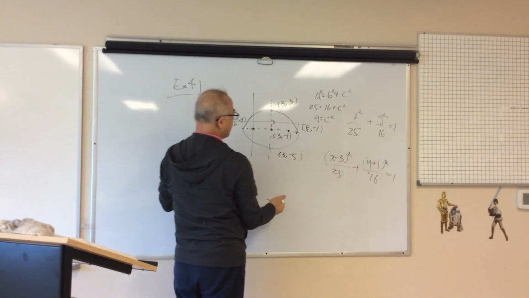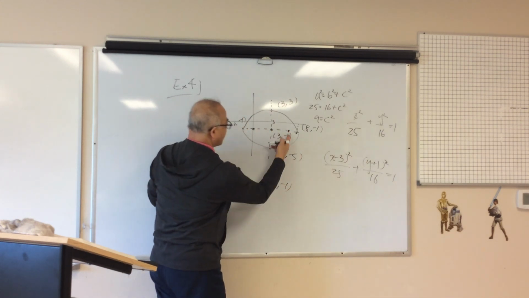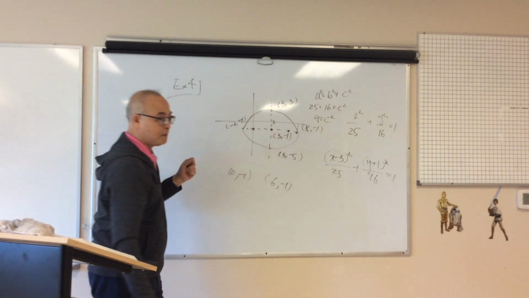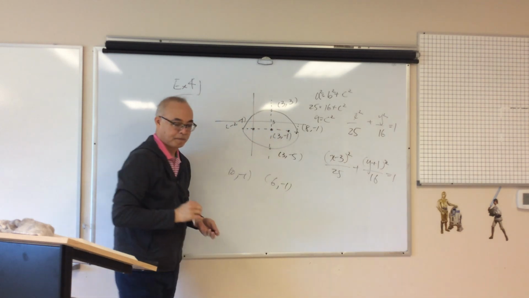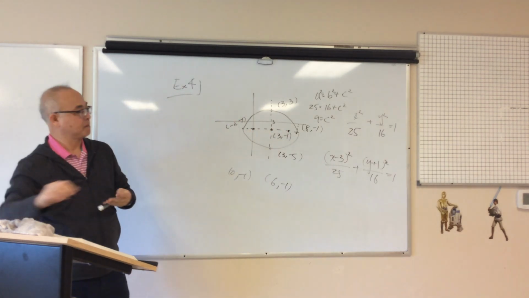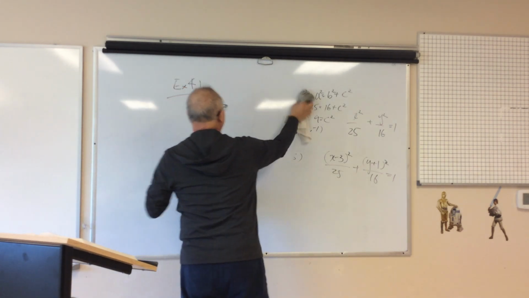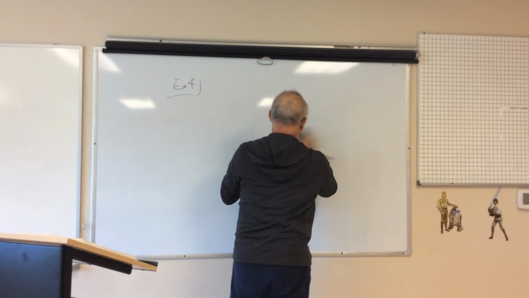So it would be, what? 6 and negative 1 on this side. Over here, it would be 0 and negative 1. Because this distance here would be 3, this distance here would be 3. Okay? Okay, so that's that. Let's move on. That was example 3.